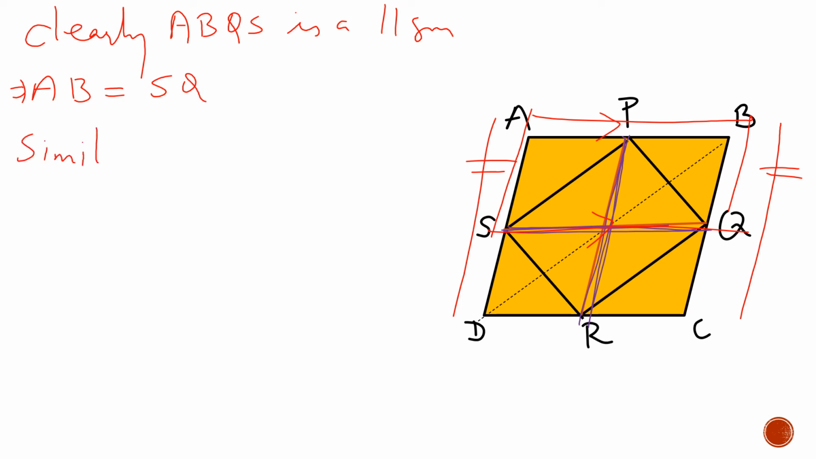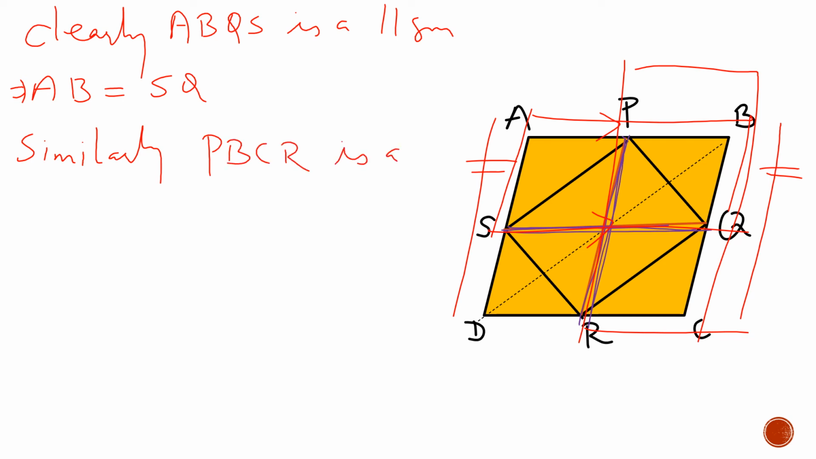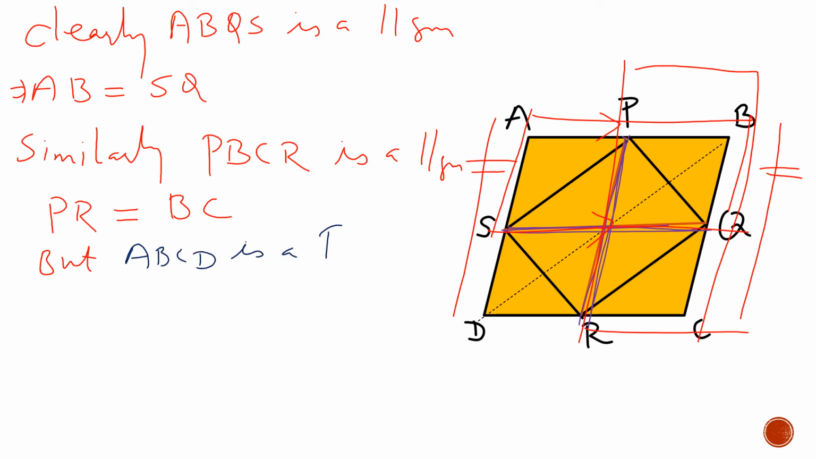Similarly, the same concept we can put for PBCR. PBCR is a parallelogram. So, the opposite sides, that means PR is equal to BC. But what is ABCD? ABCD is a rhombus. So all the sides are equal in a rhombus. AB is equal to BC. But AB is equal to SQ, that means SQ is equal to PR.